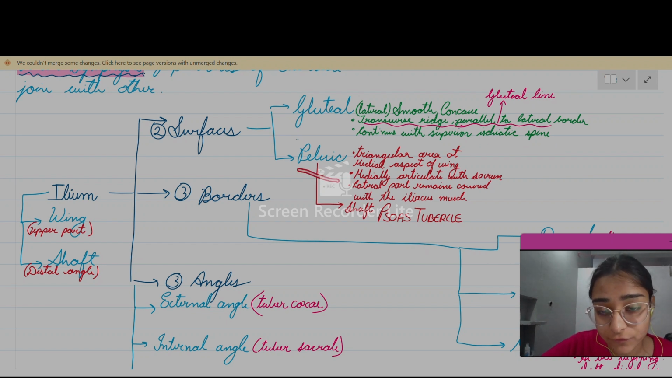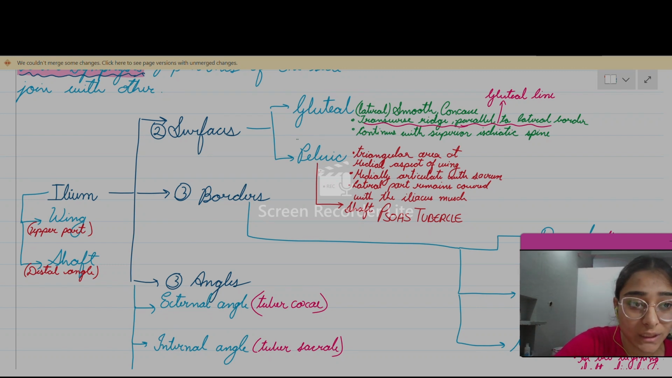Pelvic surface. It is triangular area at the medial aspect of the wing. Medially, it articulates with the sacrum. And lateral part remains covered with the iliacus muscle. Shaft. Here psoas tubercle is present.